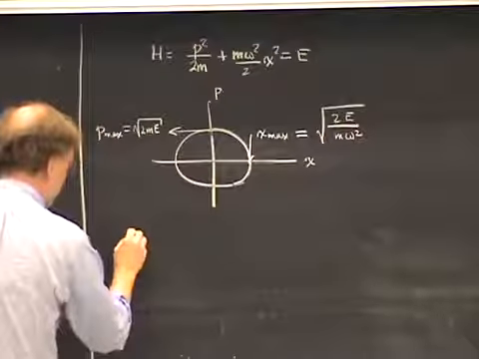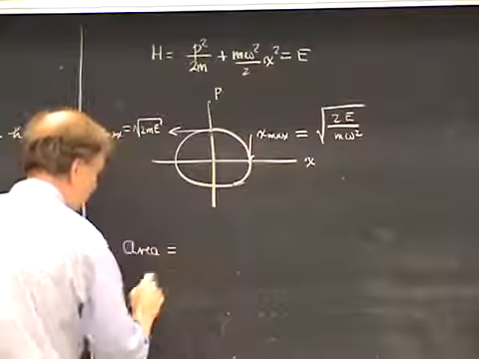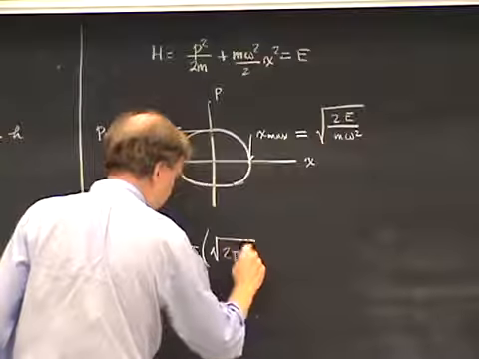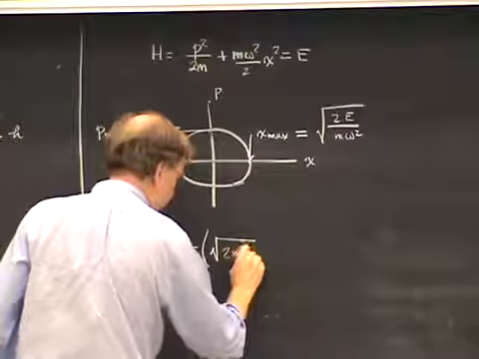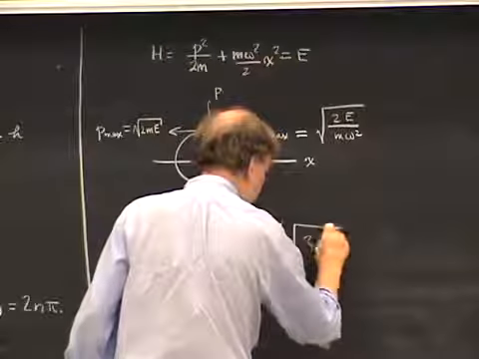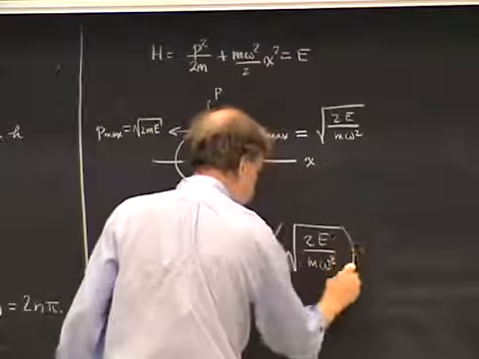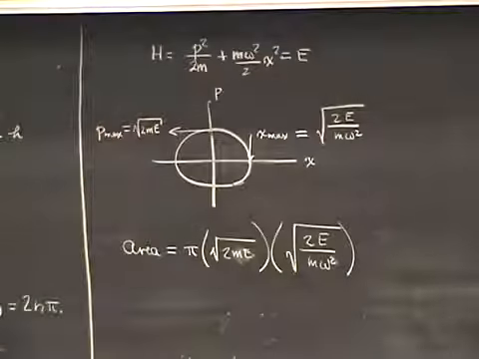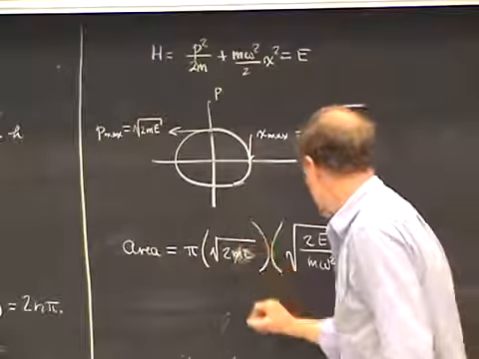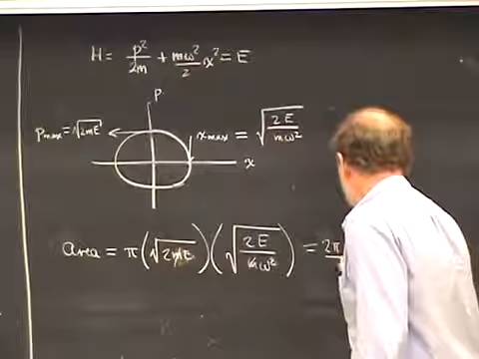And thus you can calculate the area without doing any integrals. You know the formula for the area of the ellipse. It's pi times the semi-major axis, which is the square root of 2mE, times the semi-minor axis, which is the square root of 2E divided by m omega squared. Or maybe I've got the semi-major and minor axes reversed, but it won't matter because it's just the product of the two. And you multiply this out, and you can see the masses will cancel. And what you get is 2 pi times the energy E divided by the frequency omega.